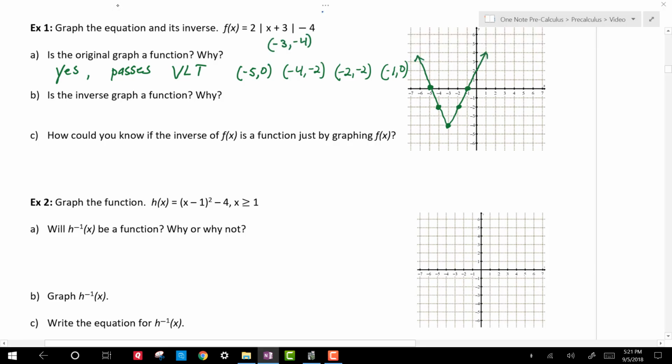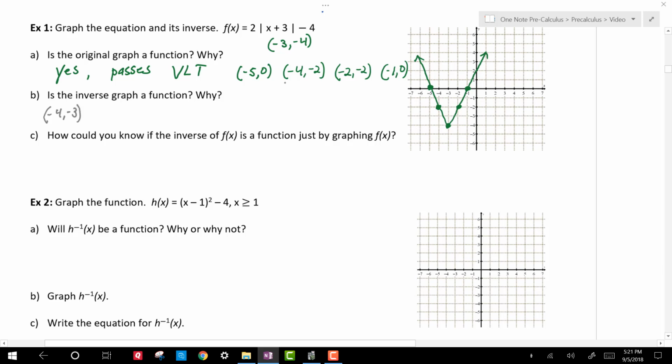All right? Now, I want to graph, is the inverse graph a function? Well, I don't even know because I haven't graphed it yet. So I need some inverse coordinates here. So I'm going to start with those. All right? So if you check it out, I'm going to start with the vertex again. Because guess what? The vertex of the original is the vertex of the inverse. Isn't that nice? So I'm going to do -4, -3.